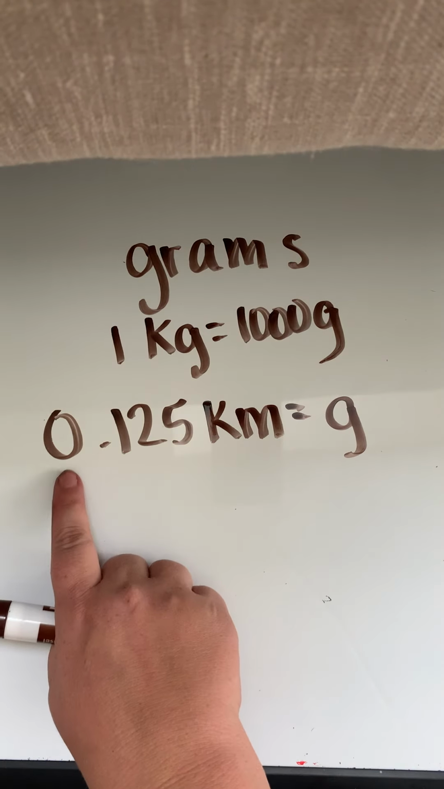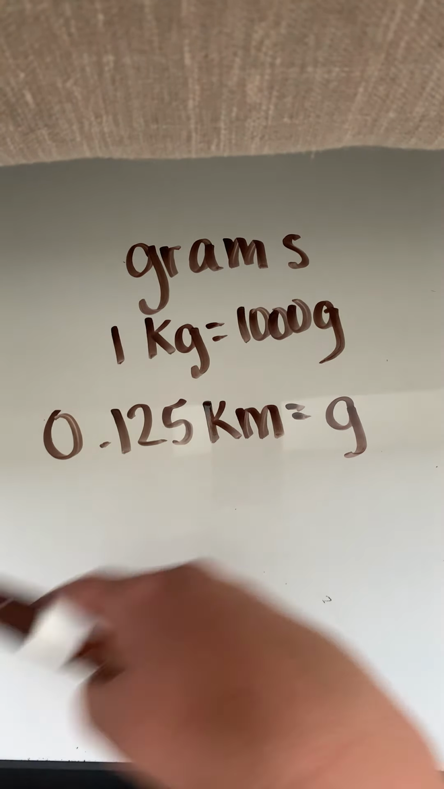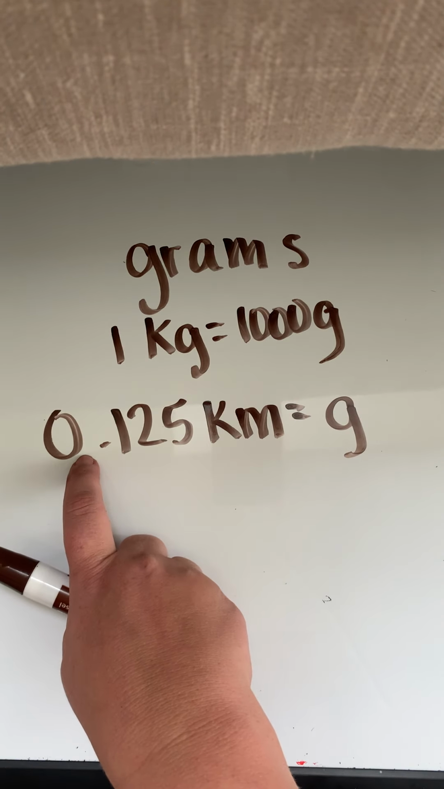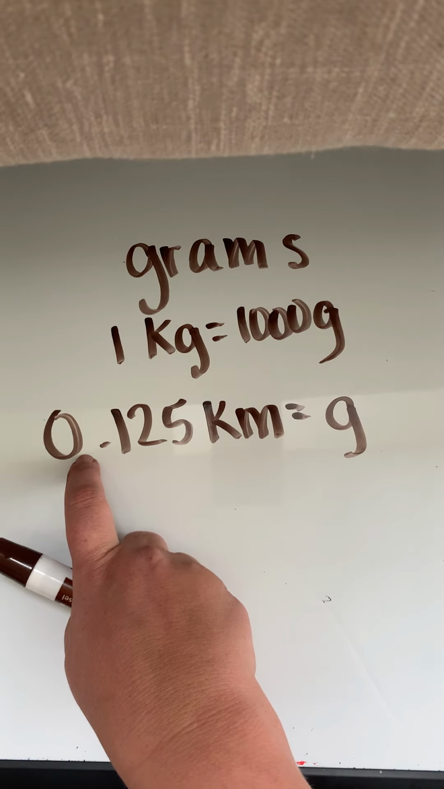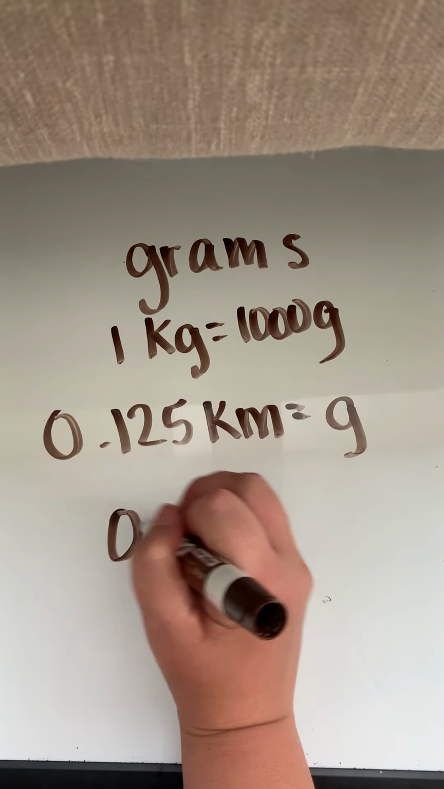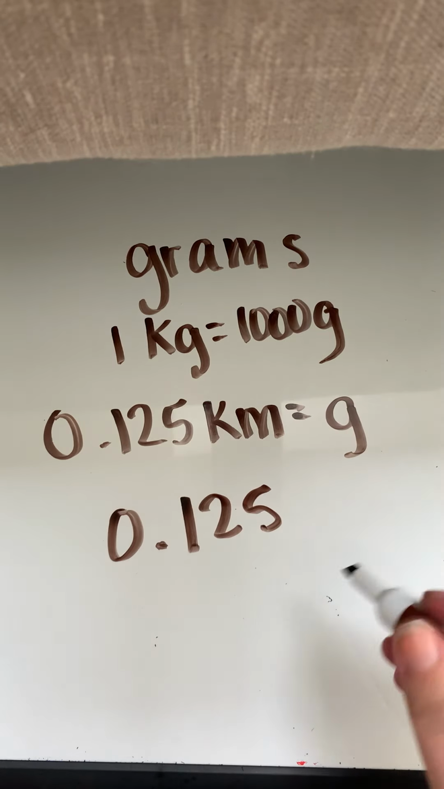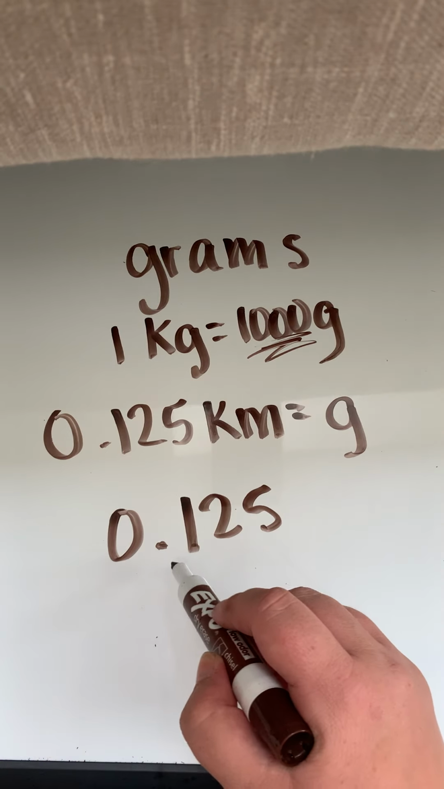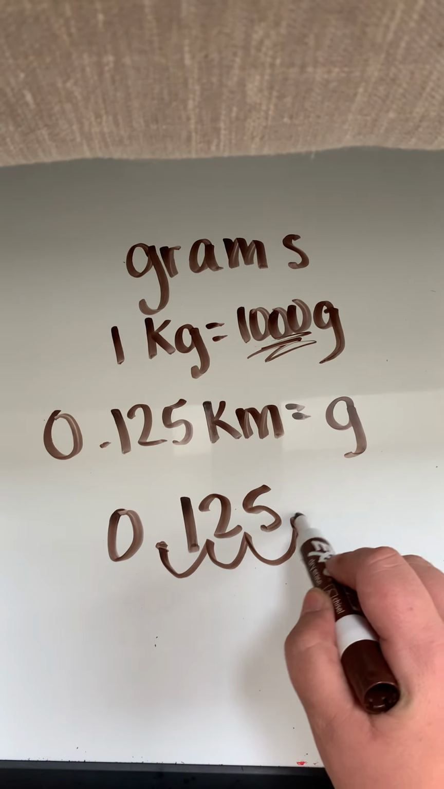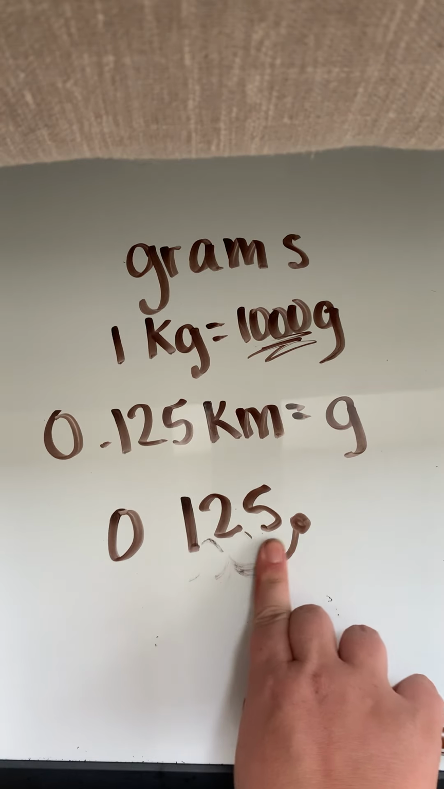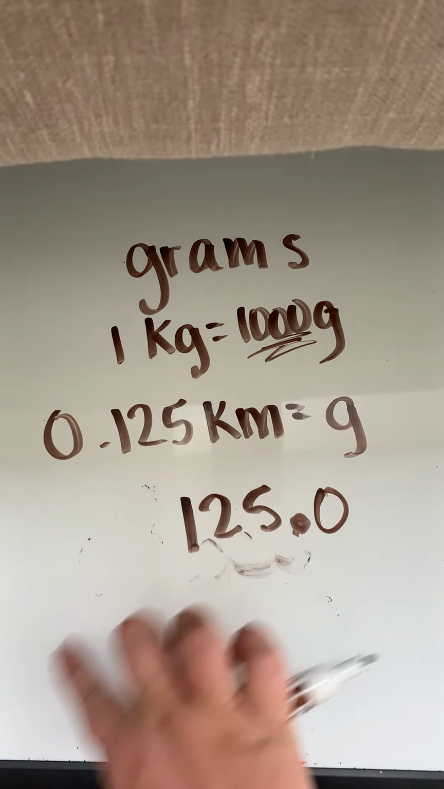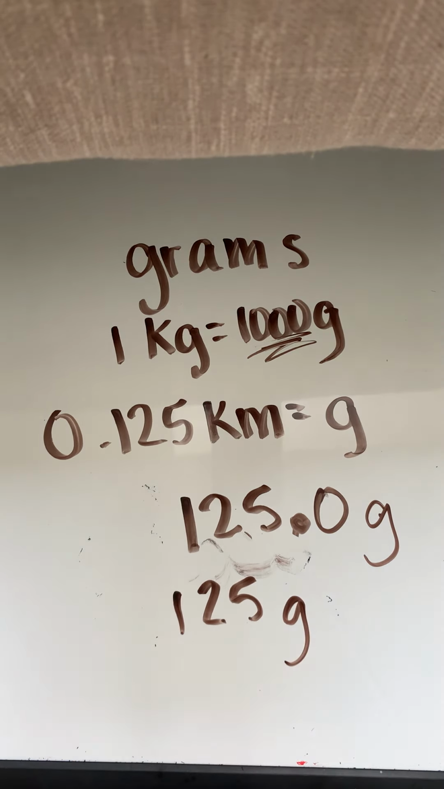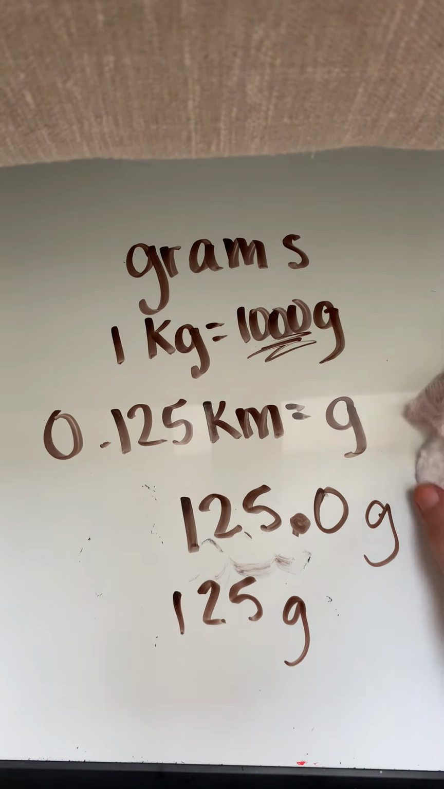Okay, I don't have anything in my holes to put in a box. I don't have anything to put in any thousandths place. Do you guys see that? So really, what I can do is take 0.125 and move it over 3 times because I have 3 zeros. 1, 2, 3. So we should get 125 grams.